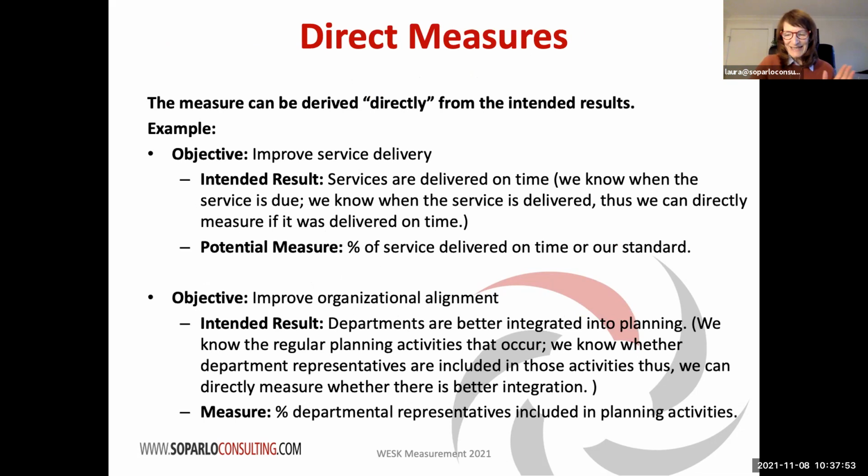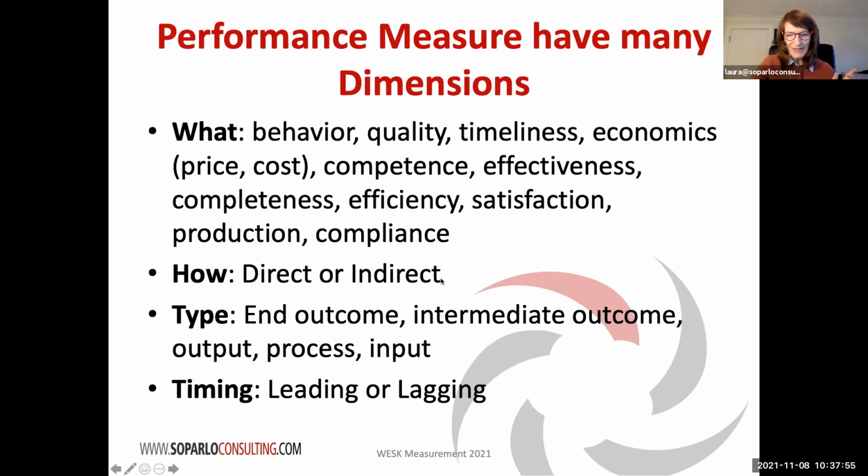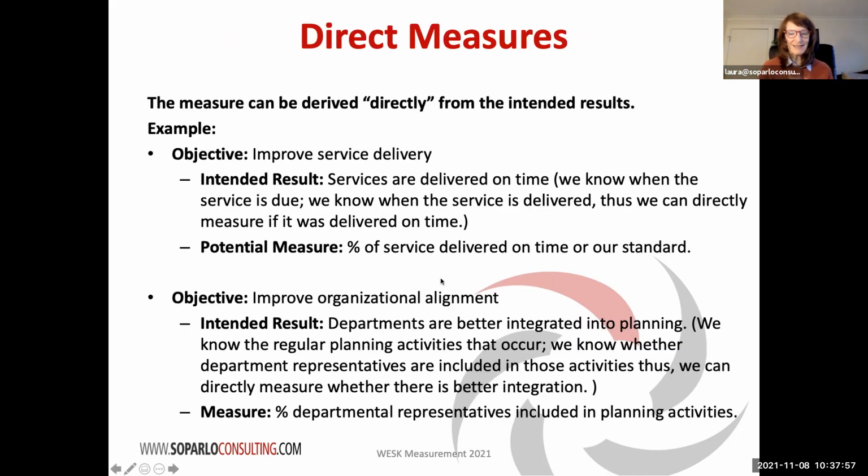Okay, so I said back here, is it direct or indirect? Let's look at direct measures. If our strategic objective was improve service delivery, and then we wrote our narrative about it, so that's what it means. It means services are delivered on time. That's our qualifier. Then we can measure directly the percentage of service delivered on time as per our standard.